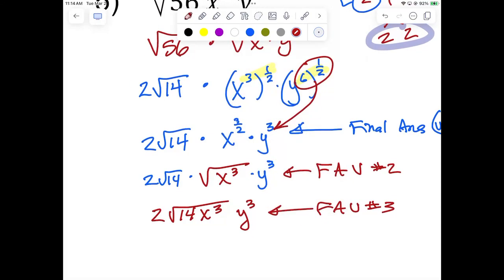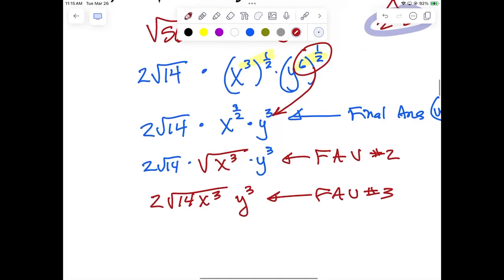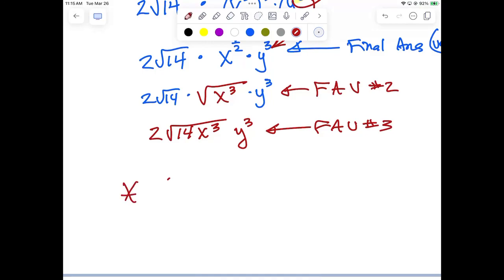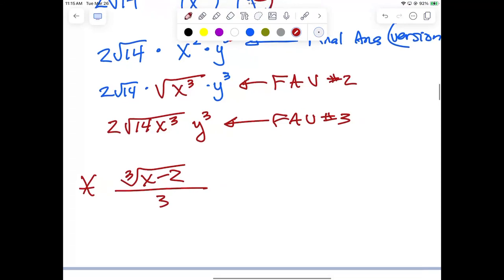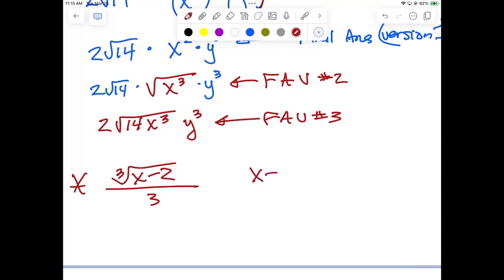But because 6 times a half is 3, I don't need to put it under the radical. That was a question on the test where the final answer was the cube root of x minus 2 all over 3. That was one of the answers on the test. And a lot of people lost credit because they did this. They did x minus 2 over 3, and then they did their radical like this.